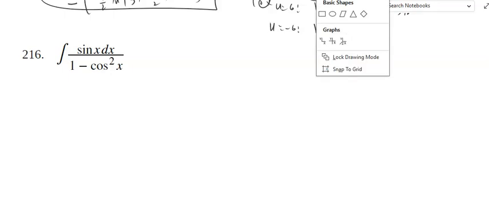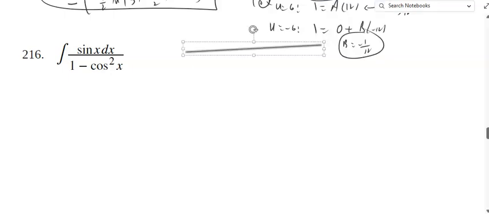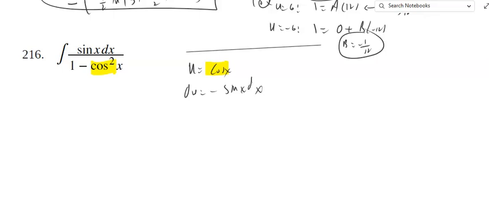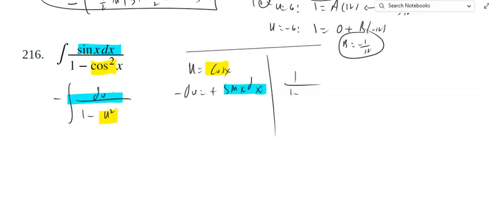Similarly here, I look at this, I let u equal the inside of the power function, in our case cosine. du is negative sine of x dx. And again on the side, take 1 over 1 minus u. If I distribute the negative in, that will make it du over u squared minus 1. It's easier that way.